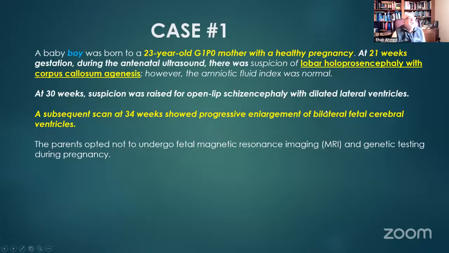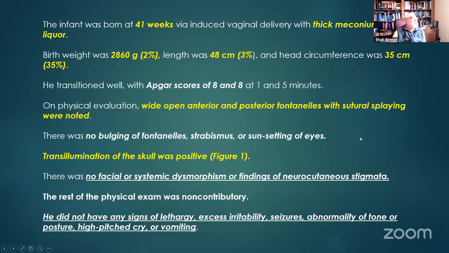We mentioned two already: holoprosencephaly, we mentioned that, and open lip schizencephaly, which is also a possibility. Okay, let's go and try to discuss some important problems affecting the development of the brain and causing brain malformation.